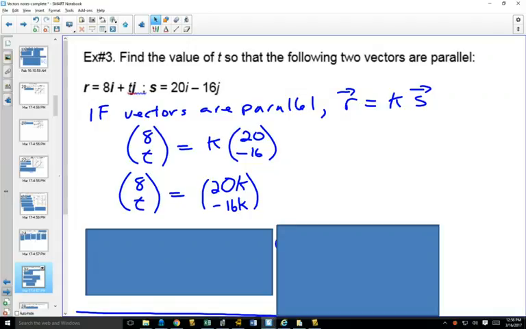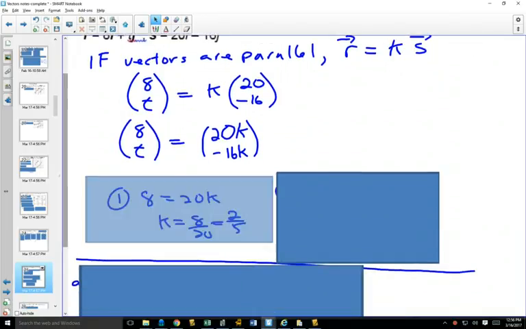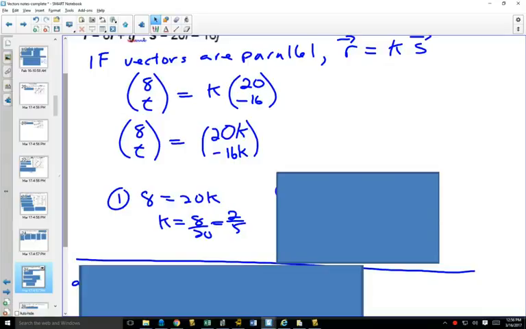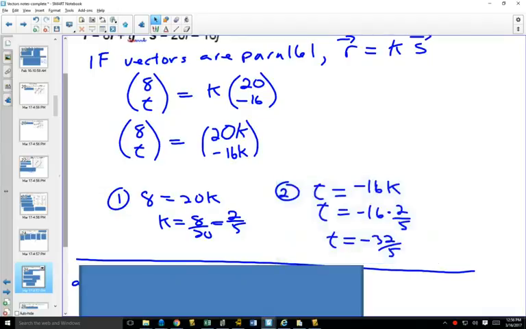What you can do with this is you can say, well, I need my x values to be the same. And if I make my x values the same, I can solve and find out that k would be 2/5. Well, if k is 2/5, I can make my y values the same, plug in 2/5 for k, and now I can solve for t. But this is the idea. The idea that if two are parallel, then one is just a multiple of the other one. It doesn't matter where you put that k. You could have gone k times the vector r is equal to s and solve it that way.